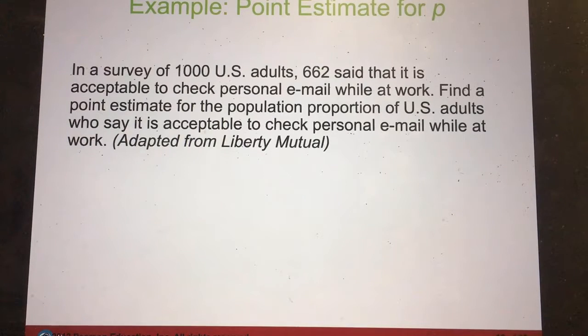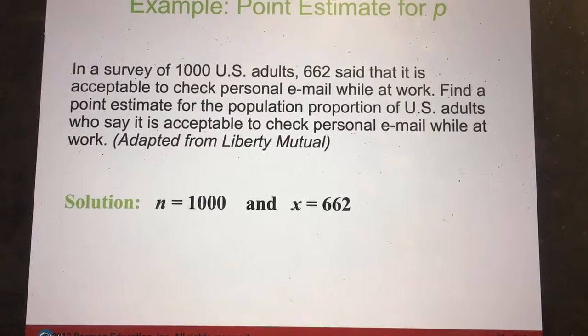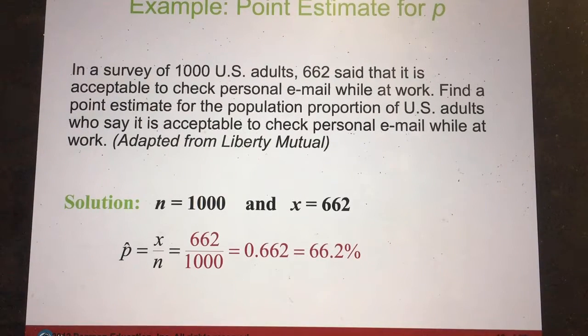We don't know what the true population proportion of U.S. adults is, but we can get a point estimate, just like we did in the last example. 0.43 was the best point estimate we could come up with. So here we're going to have 662 over 1,000, which winds up being 0.662, or 66.2% is our p-hat, and our p-hat is our point estimate. It's the best we've got as far as knowing how many adults in the U.S. would say that it's okay to check personal email while at work.